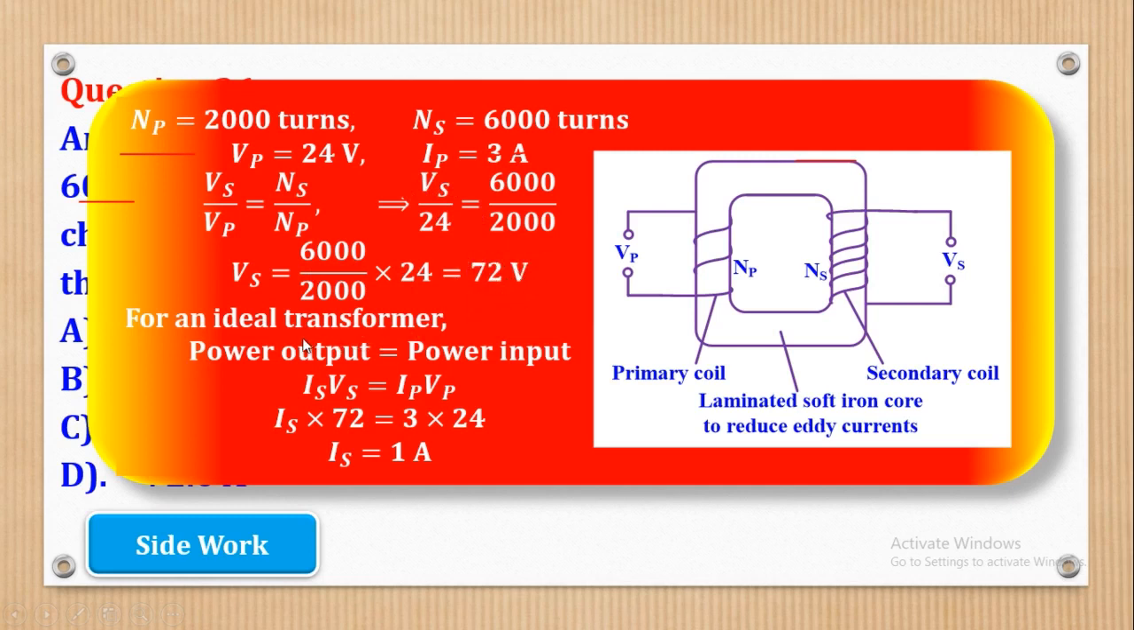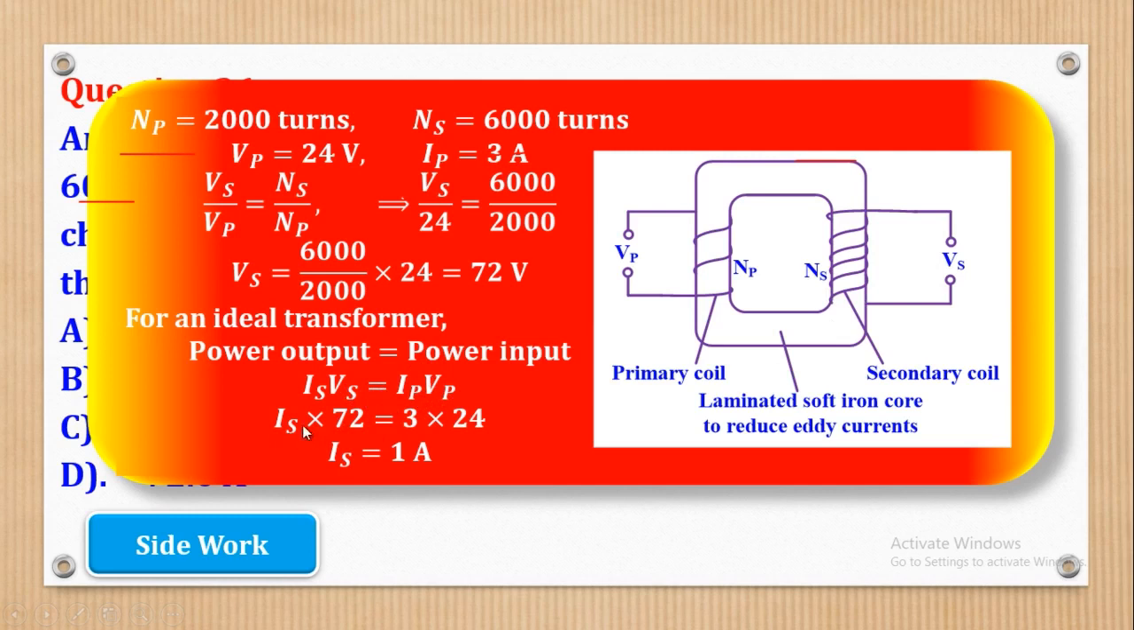But remember, they told us that the transformer is ideal. Ideal means that power output is equal to power input. Therefore, the expression for power is IV. So power output will be the power at this secondary part, which is Is, current of the secondary coil, times voltage at this part, output voltage, being equal to input current and input voltage.